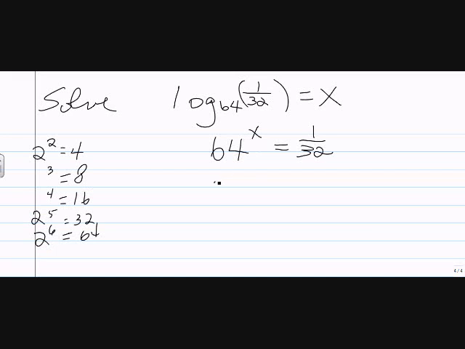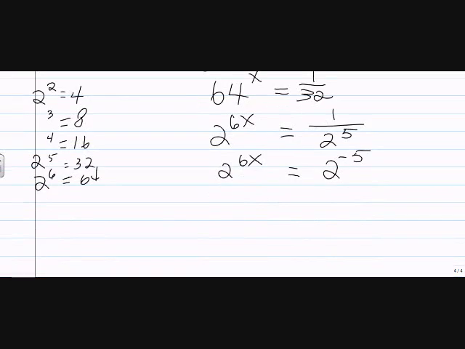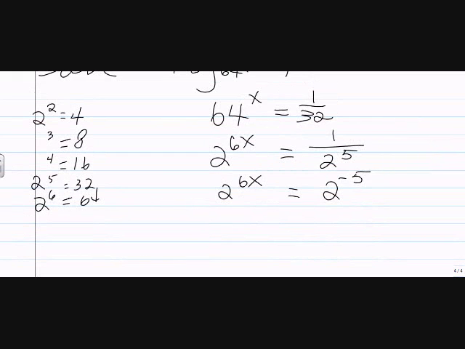So replace the 64 with 2 to the 6. To the x means I just take that 6 times x. And 32 is 2 to the 5th. Got another way to write 1 over 2 to the 5th power. 2 to the negative 5. Okay, I told you this was going to be really tricky. Now it's easy. 6x equals negative 5. So x is negative 5 over 6.